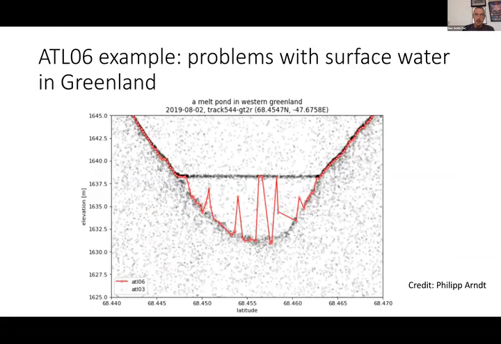Now you can run into trouble with ATL06 if the assumptions that were used to generate it are violated. This is an image that Philip Arndt came up with for a melt lake in Greenland. You can see that there's a water surface and a lake bottom surface. ATL06 got confused because it only expects to see one surface over ice sheets. So when it was reporting heights, sometimes it picked the bottom, sometimes it picked the top. This is something that needs to be sorted out. Hopefully it will in a later release of ATL06, but for now, you need different products to really see strange cases like this.